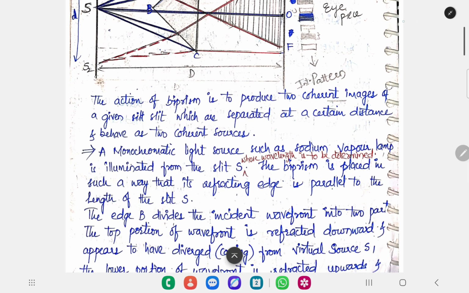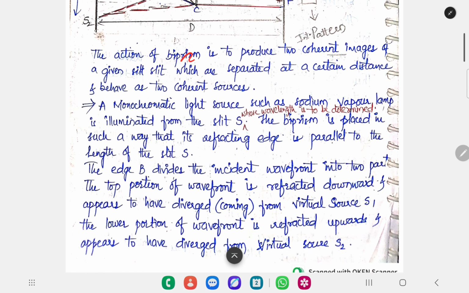The action of the biprism is to produce two coherent images of a given slit which are separated by a certain distance and behave as two coherent sources. Now, a monochromatic light source such as a sodium vapor lamp is illuminated from the slit S.